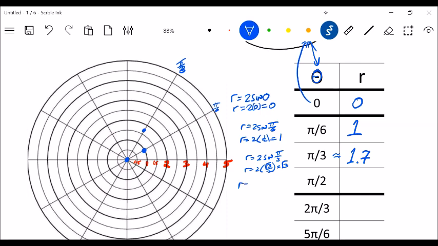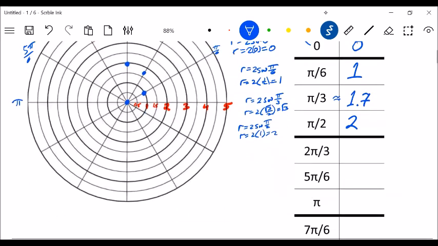Now pi over 2 will do. R equals 2 sine pi over 2, or 90 degrees. Well, sine of pi over 2 is 1. So that means it's the number 2. So we're here at pi over 2. So next, of course, you can see the pattern we're doing here. We're going to do 2 pi over 3, and then 5 pi over 6, and then pi. Okay, so let's just see what happens now.